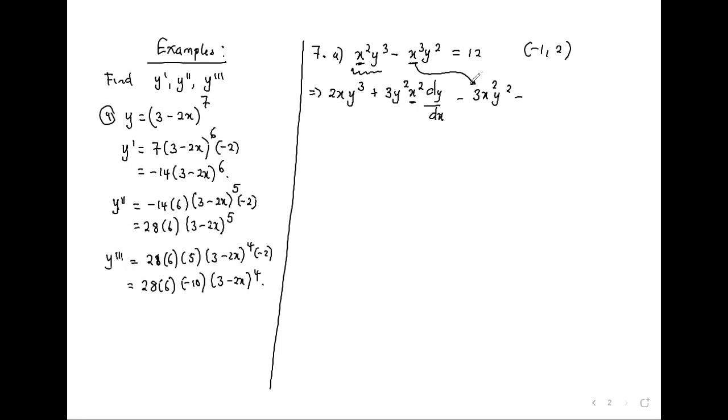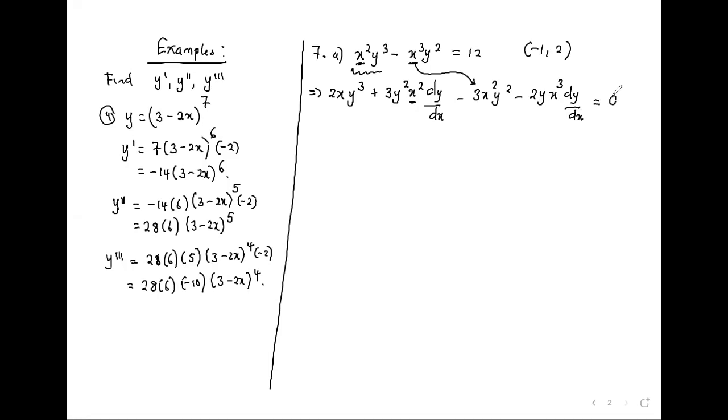So now I got the next one. We'll differentiate y and keep the x cubed and then multiply by dy/dx, and differentiate 12, which will give us 0.